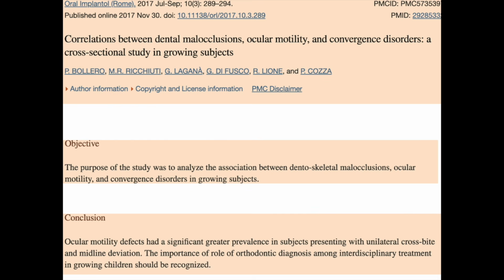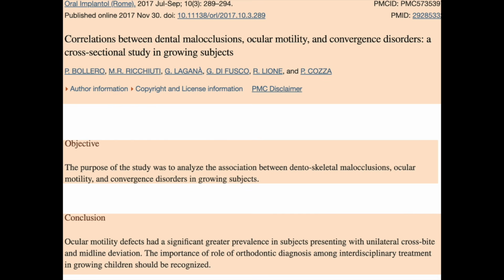Third, correlations between dental malocclusions, ocular motility, and convergence disorders. I definitely had a convergence disorder, and I'm farsighted, so I always struggled to converge my eyes. I overworked my eyes. Dental malocclusion. The purpose of the study was to analyze the association between dental malocclusion, ocular motility, and convergence disorders in growing subjects. Now, they were doing it with kids, but that's when most of this stuff actually does start occurring. And that's what they see.